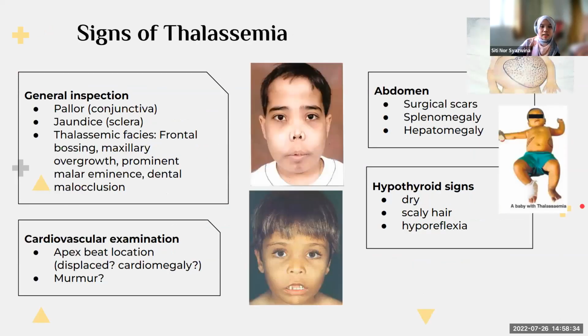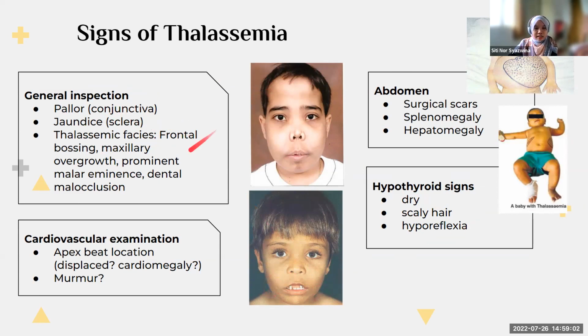Next is signs of thalassemia. From general inspection, we can see signs of anemia, conjunctival pallor, and jaundice at the sclera. Patient might also have thalassemic faces due to bone marrow expansion. So patient will manifest as the presence of frontal bossing, maxillary overgrowth, prominent malar eminence, and dental malocclusions.